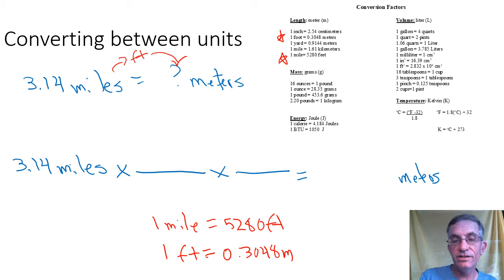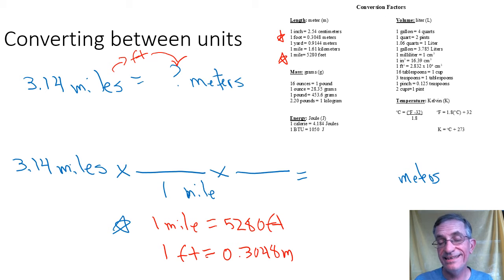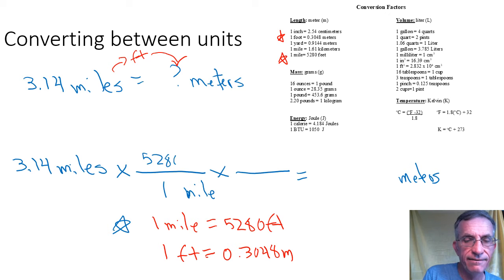We cancel them out by putting them in opposite blanks. So whatever unit you start with, that's miles. Where does it go to cancel out? Bottom. And then you put the 1 with it. I'm using this conversion factor right here. And then I'll put the opposite side of that conversion factor on top: 5,280 feet.